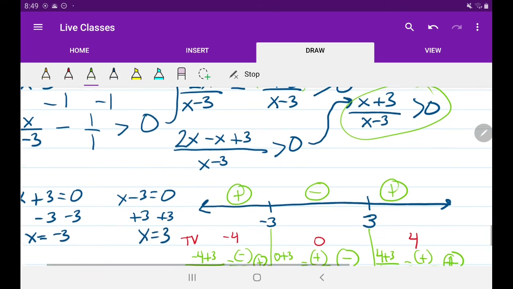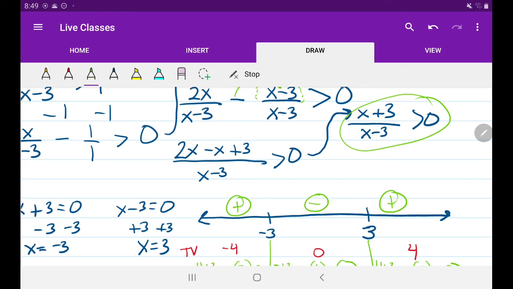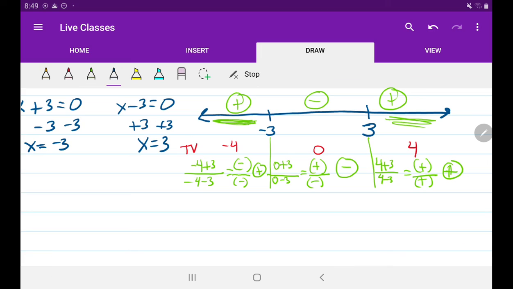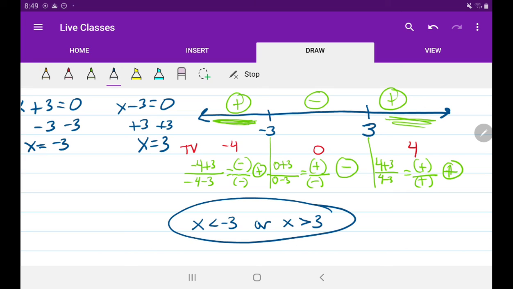Okay, so if we go back to this step here, we said we were greater than 0. That means we're positive. So we're talking about the left side and the right side. So writing that out with an inequality, we'll have x is less than negative 3 or x is greater than 3. And that's our answer. And we're all done with our classwork. And so hopefully you know enough to go ahead and try the homework on your own.